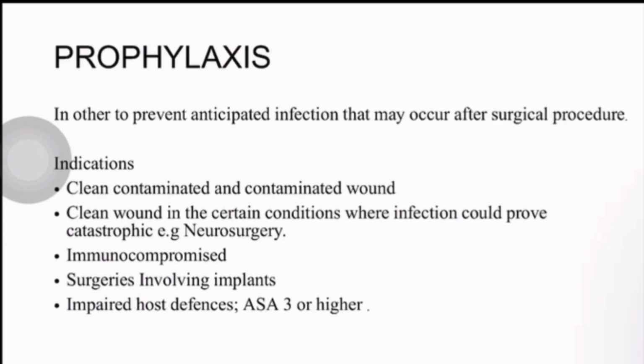Then as a prophylactic, prophylactic use of antibiotics is the administration of antimicrobial agents prior to initiation of certain procedures in order to reduce the number of microbes that enter the body as a result of the surgical procedure, in order to prevent anticipated infection. So the indications include clean contaminated and contaminated wounds. For clean contaminated wounds, you want to use a prophylaxis. Then clean wounds in certain conditions where infections could be catastrophic, like in neurosurgery. Then patients that are immunocompromised, surgeries involving implants, and impaired host defenses, same as immunocompromised.